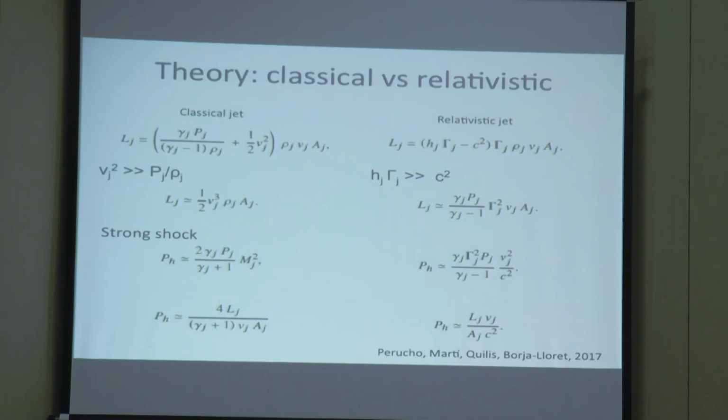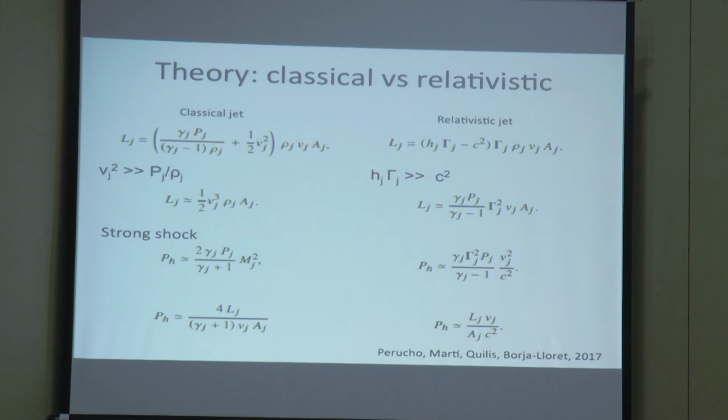Coming back to classical jets against relativistic jets and the role they play in the host galaxies, it's important to take into account the relativistic nature of jets. Here we have the expression of a jet power for a classical jet and a relativistic jet. Again, this is the Lorentz factor, right? So you have, again, the same couple, enthalpy and Lorentz factor, and then density, velocity, and surface here, the jet cross-section. This small gamma is the adiabatic exponent in the case of the classical jet.